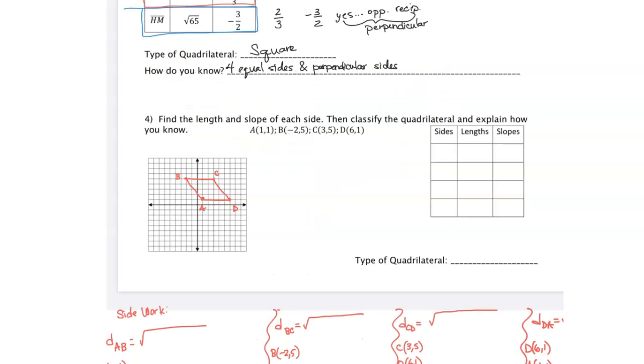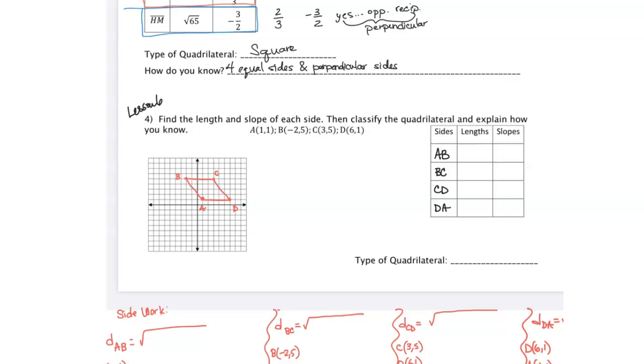All right, and our last question, number 4, comes from lesson 6. And it says, find the length and slope of each side, then classify the quadrilateral and explain how you know. Very first step for this one is to go ahead and plot your points and label them. So A, B, C, and D. The next thing we needed to do is write down the sides. So we've created side AB, side BC, side CD, as well as side DA.